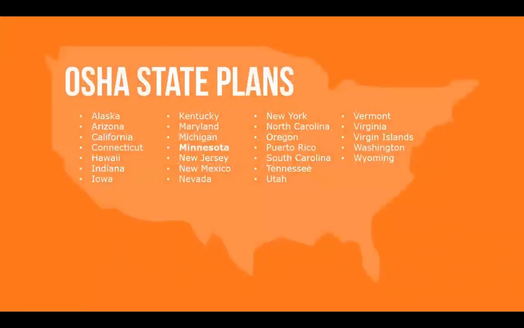Federal OSHA encourages states to develop and operate their own OSHA programs. These state health and safety programs are approved, monitored, and partially funded by federal OSHA. State programs, also called state plans, must be at least as protective as federal OSHA. There are currently 26 states and U.S. territories operating state OSHA programs.